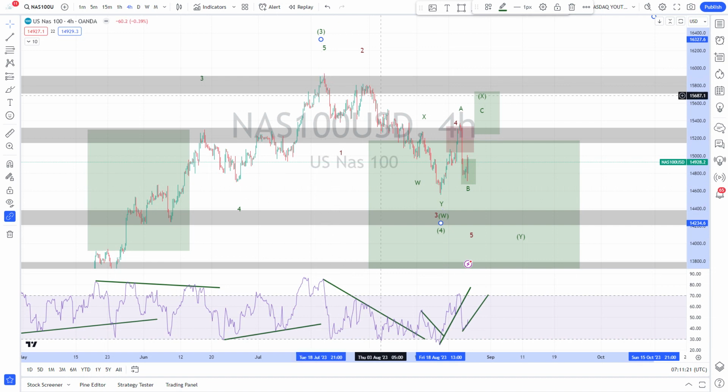This is a mature corrective structure. I would label this as a WXY, which consists of an A, B, C, wave W, and then wave X, again A, B, C. I would label this as a WXY also, and then A, B, C. Then here again, A, B, C. So let's say moving in 3 waves.